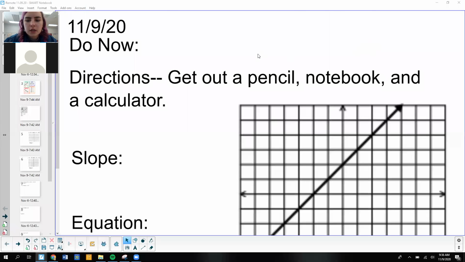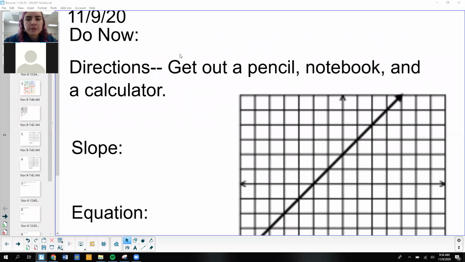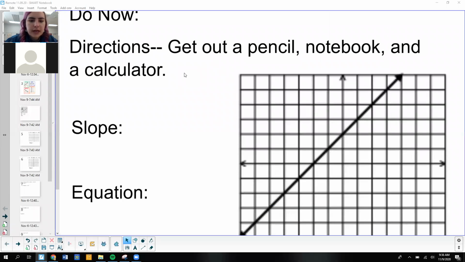All right, guys, good morning. It's Monday, beginning of a new week. Make sure you have pencil, notebook, calculator, graph, and paper if you have it.